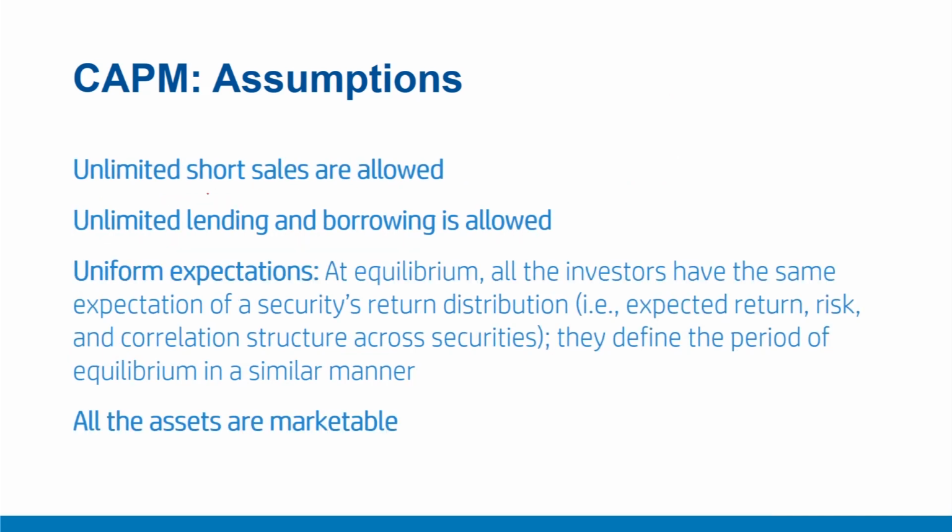Some of the other assumptions include that unlimited short sales are allowed. In most of the markets in the world today, there are some form of restrictions that are placed by regulatory authorities on short sales. So one cannot freely sell all the securities short that are available. There are certain restrictions. For example, in India, in the cash market, you cannot carry forward the short position beyond 1 day. Next is that unlimited lending and borrowing is allowed at risk-free rates.